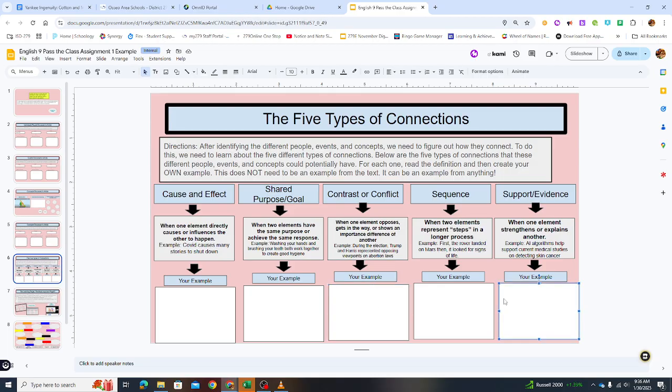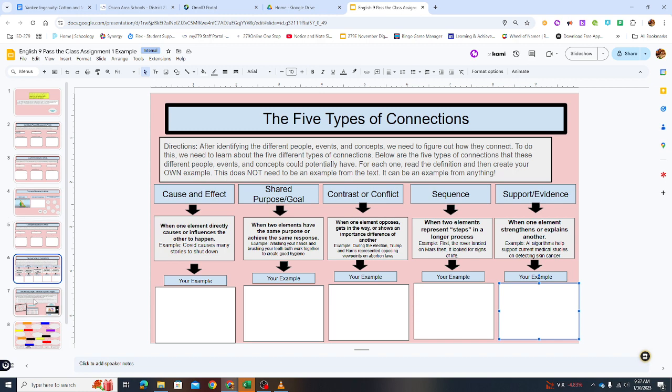Support and evidence is one that I find to be the trickiest, but it fits really well with this idea of concepts. So it's something that you feel like is evidence of something else. So, like, let's say I had the concept of love, like I was talking about, and then I also had an event where two people got married, right? And so I'm going to say, hey, that could be evidence of my concept. So it's something that provides an example of something else. Support / evidence. So on this slide, you're just proving that you understand these 5 types of connections by making any of your own examples.